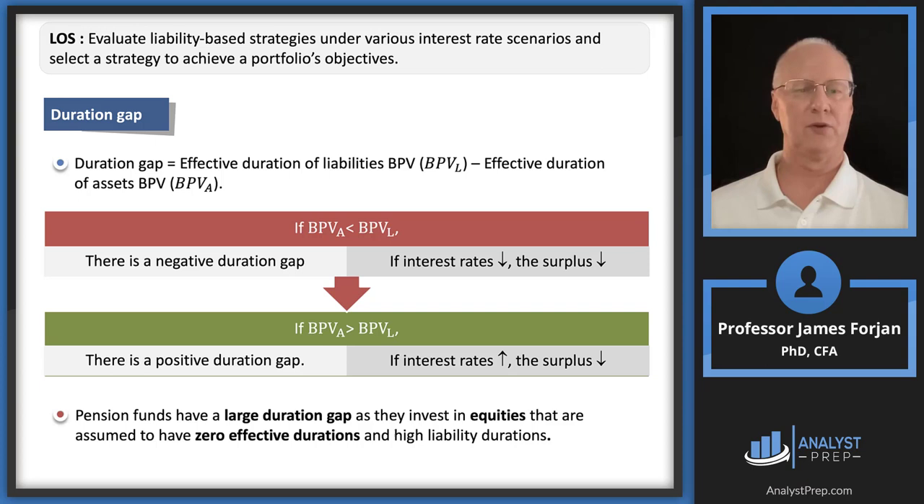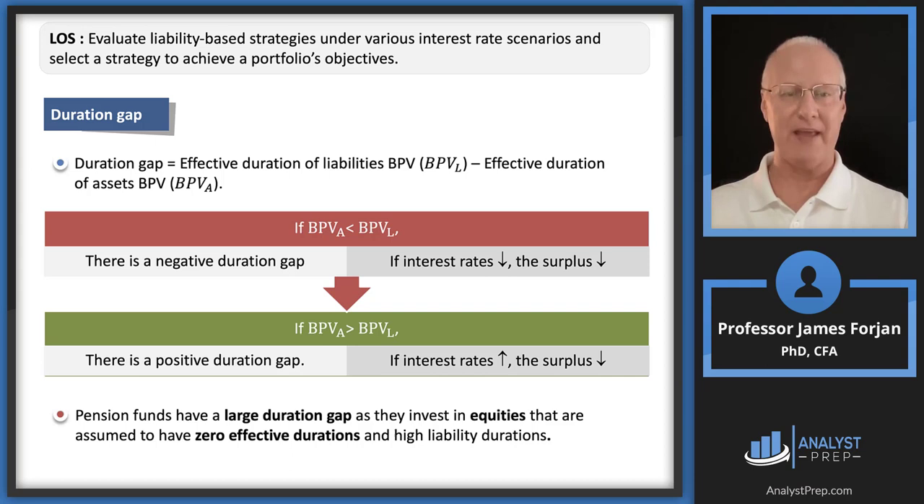Now look down at the bottom. This is what I was at least hinting at a few moments ago. Pension funds will have a large duration gap if they invest in equities, which of course they do, that are assumed to have those zero effective durations and lots of liability durations.